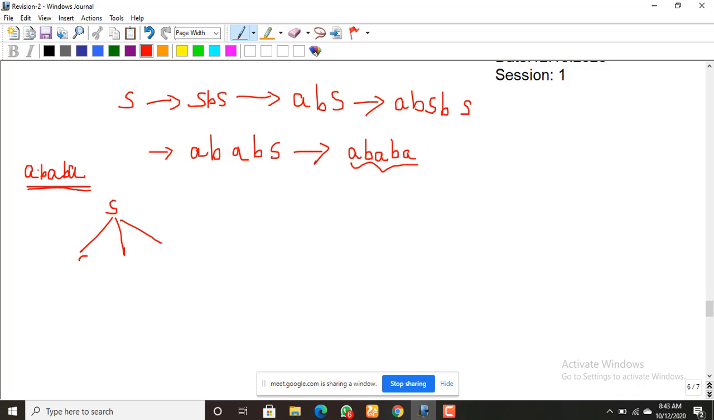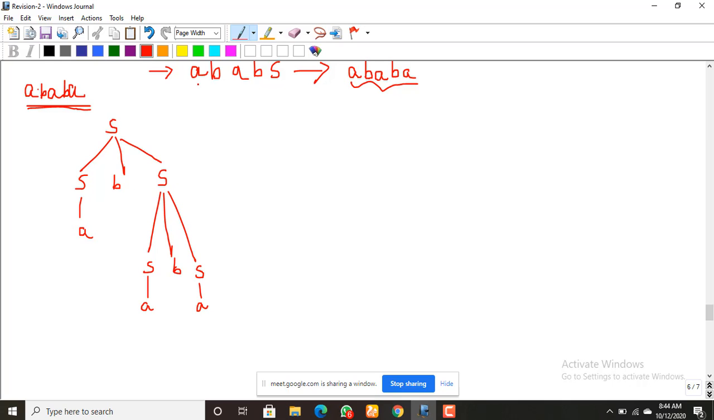S is first replaced by S B S. Then the first S is replaced by S B S. The first S is replaced by A, then the second S is replaced by again S B S. Then the first S is replaced by A, and the last S is also replaced by A. This is the parse tree for A B A B A. So this is the parse tree for the leftmost derivation.